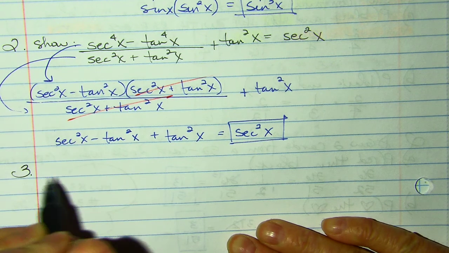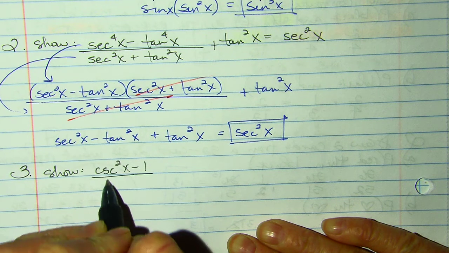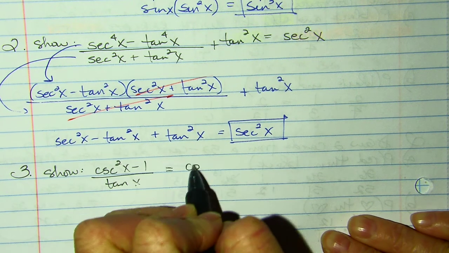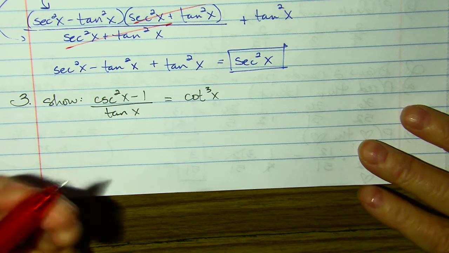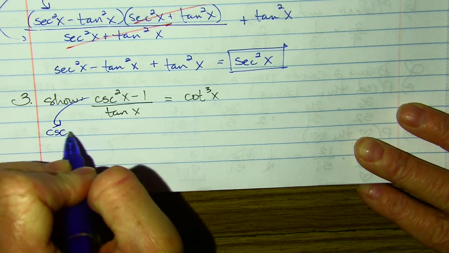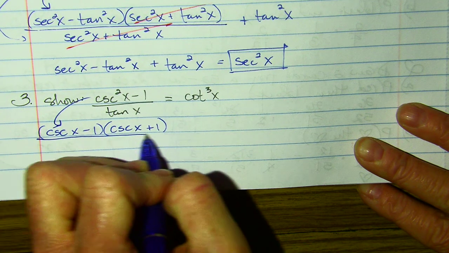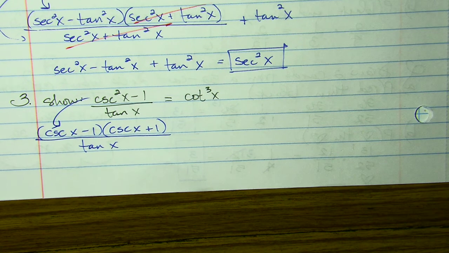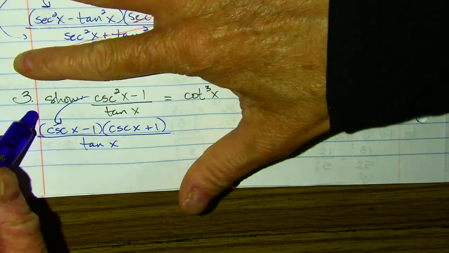Next, remember, we're proving that the left-hand side truly does equal the right-hand side. All right, so on the left, I'm going to factor the top because I recognize that that is a difference of two squares. So that gives me the cosecant of x minus 1 times the cosecant of x plus 1 divided by the tangent of x. And that doesn't really give me anything. I'm looking at this and I'm like, man, that doesn't prove anything. Maybe there is another way to prove this. So that doesn't help me.